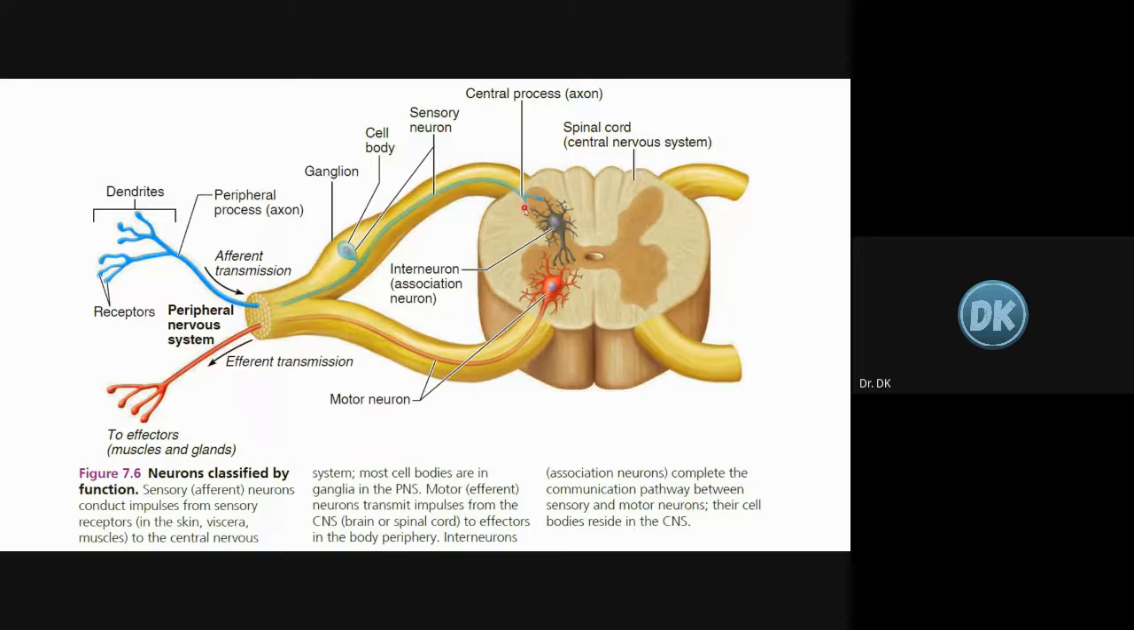So the connection between sensory neurons and motor neurons, we call it interneurons. Sensory neurons will take the sensory input, motor neurons will take the response from your brain and spinal cord, and interneurons will connect the sensory neuron and the motor neuron. Okay, so this is the functional classification.